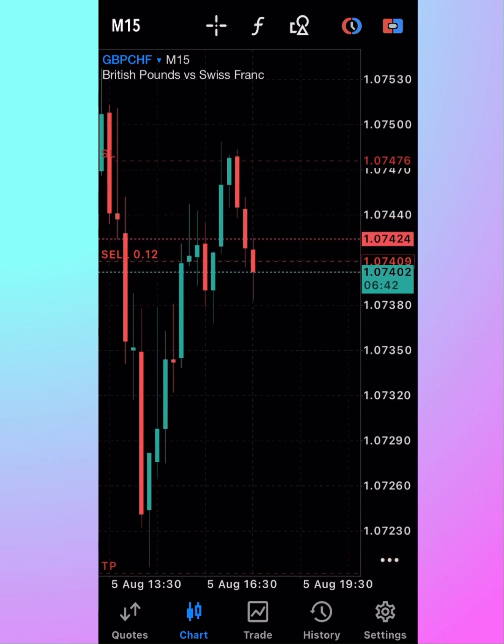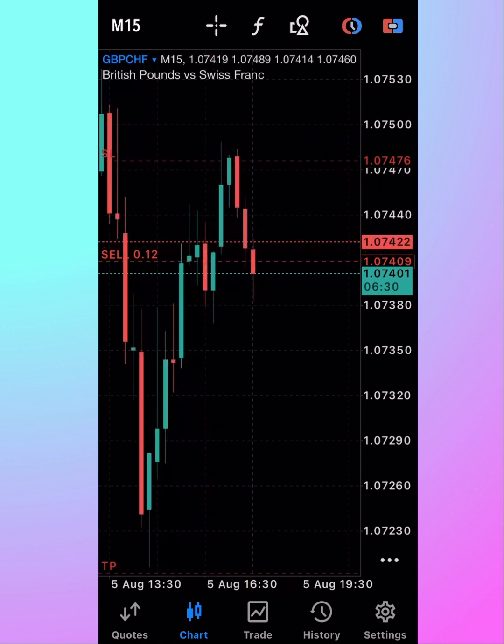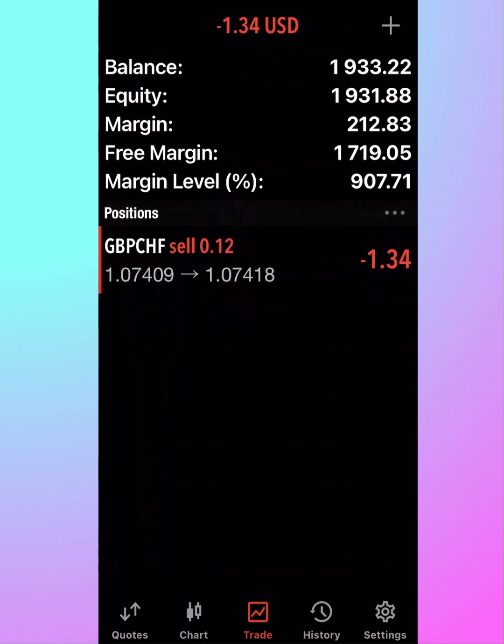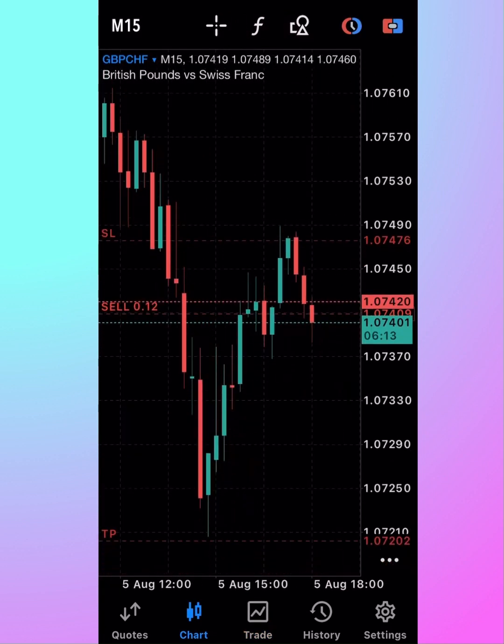You guys can see that the trade is in profit, but the spread is big, and so the spread is making it look as if it's in SL. So right now here's the actual trade, $1.34 minus. I like how price is trailing down, so let me play around with it. I'll hold it for a little bit.